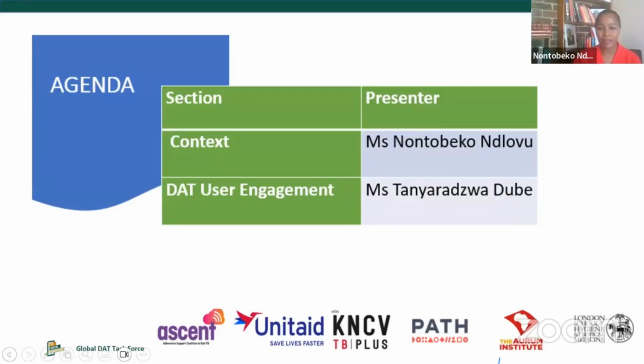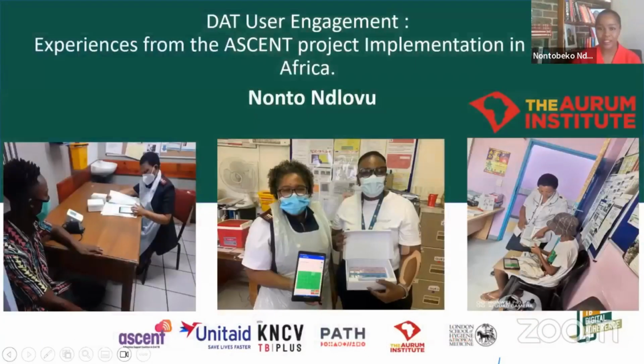if you look at my first slide, I have pictures there showing really who the end user is. We see that we have the patient who is the end user, as well as the service provider, the nurses, the doctors. They are also the end users. So when we think of end user, we consider all the people who are engaging daily with the digital adherence technology.